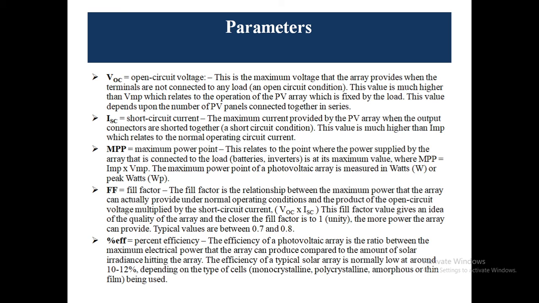Finally, the efficiency, the most important parameter. For any device, efficiency is one of the most important parameters that we need to calculate. The efficiency of a solar cell is the ratio between the maximum electrical power that an array can produce and the amount of solar radiation that is falling on the array. The efficiency of a typical solar array is normally low, around 10 to 12% depending upon the type of cell. We have already covered the types of cell, which type to use for which application, and how to fabricate those panels and then calculate the efficiency.